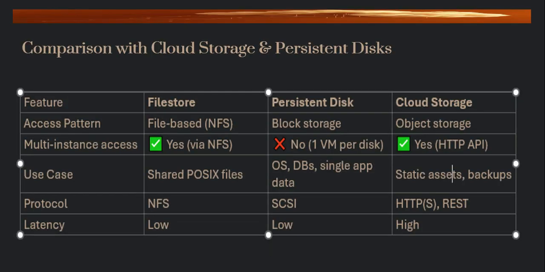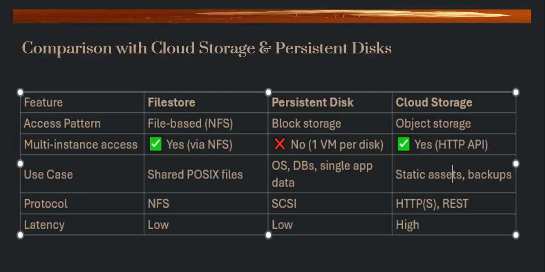Comparisons with Cloud Storage and Persistent Disk. We can see the services one by one. The first one is Filestore. When multiple VMs or multiple pods need to access the same file at the same time, then Filestore is the best one. The file based NFS means you can get directory structures. Filestore offers low latency, especially in the same zone as the compute resource.